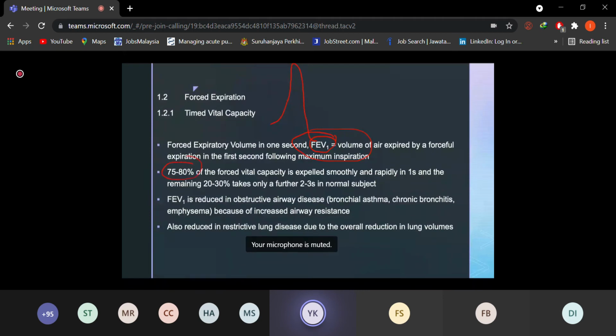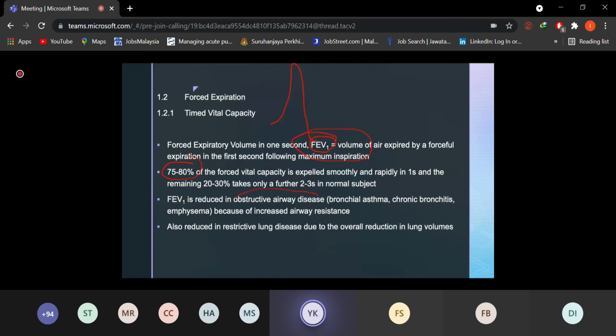All right. So the FEV1 is reduced in obstructive airway disease, for example bronchial asthma, chronic bronchitis, and also emphysema, because of increased airway resistance. Because there is increased resistance, you can hardly expel your air out. So the volume, the percent here, is decreased. That gives you an indication that it is an obstructive airway disease.